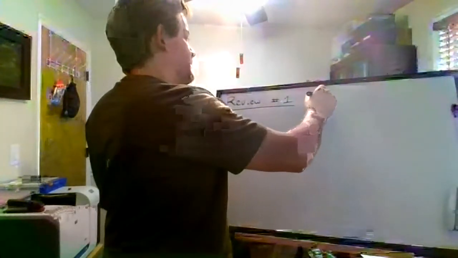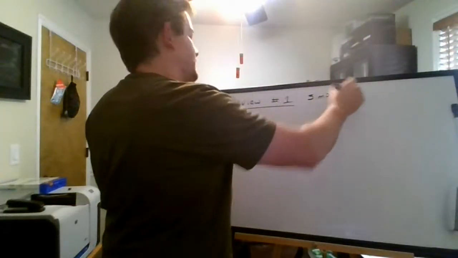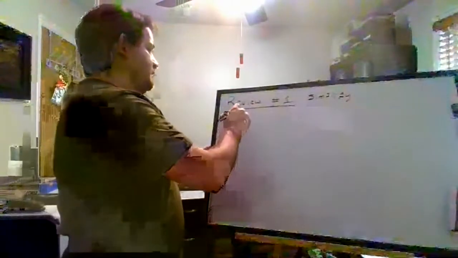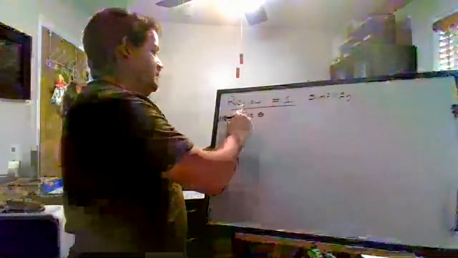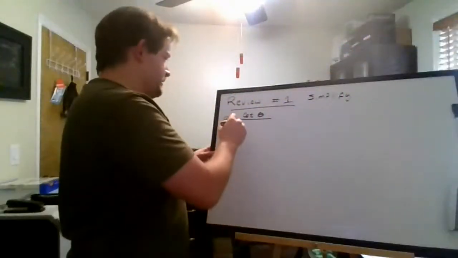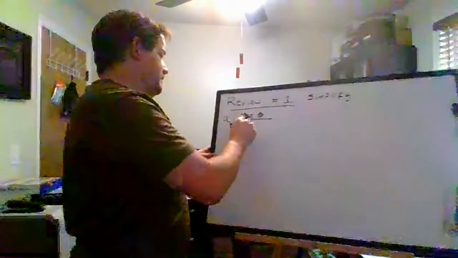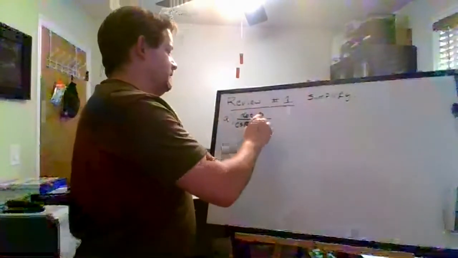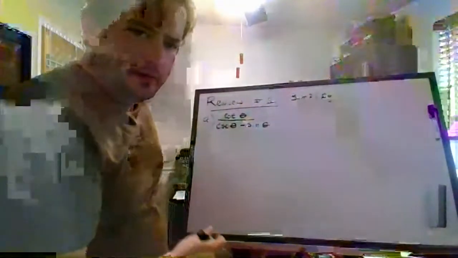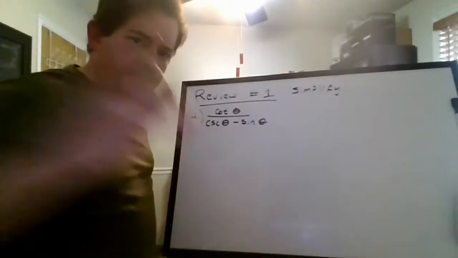A says simplify. In fact, they all say simplify. But A is cotangent theta over cosecant theta minus sine of theta. Well, maybe that's better, I don't know. But I would start here by writing cotangent as cosine over sine.